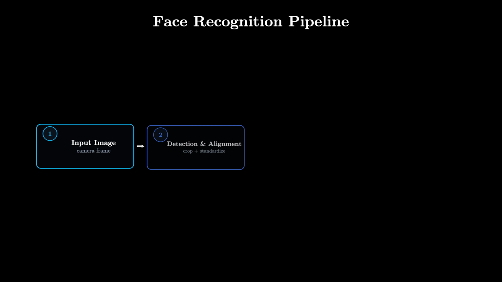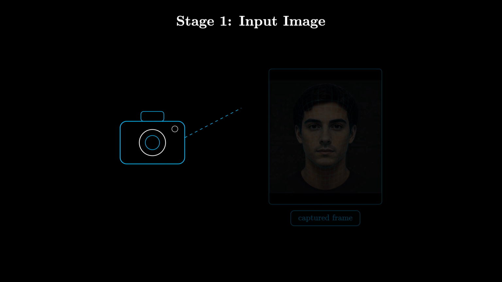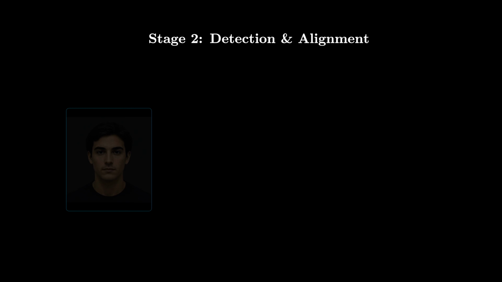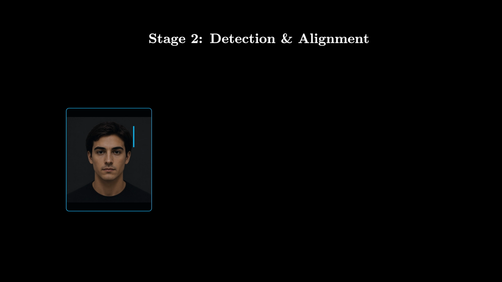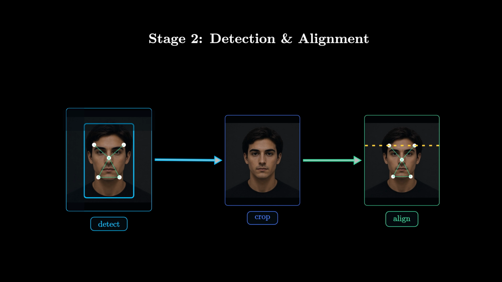A face recognition system usually contains 4 main steps. First, a camera captures a face image. Then, face detection locates the region containing the face and removes unnecessary background information. After that, face alignment adjusts the face based on landmarks such as the eyes, nose, and mouth, so that different images have a more consistent scale and orientation.